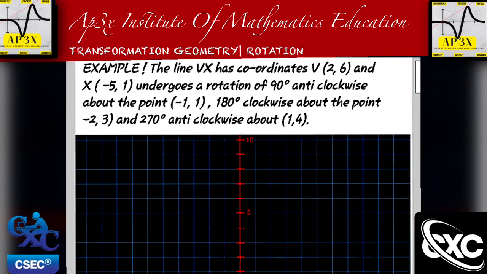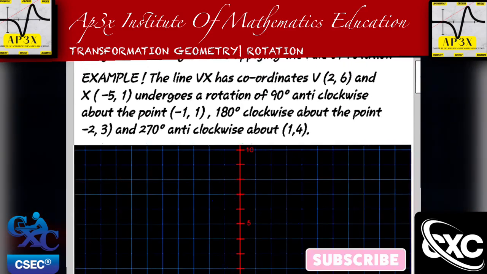Now here's an example. The line VX has coordinates V(2, 6), X(-5, 1), and undergoes a 90 degrees anticlockwise rotation about the point (-1, 1). It also undergoes a 180 degrees rotation about the point (-2, 3), and then of course it undergoes a 270 degrees anticlockwise rotation about the point (1, 4). So now I have one line being rotated through 3 different angles about 3 different points.